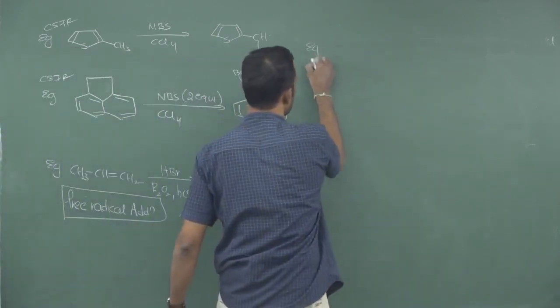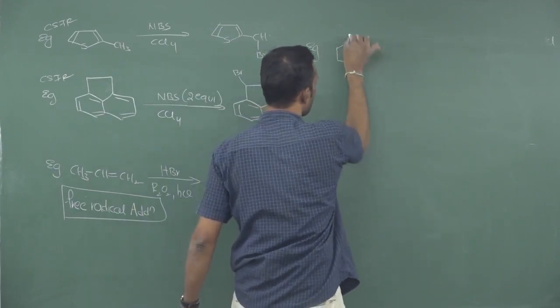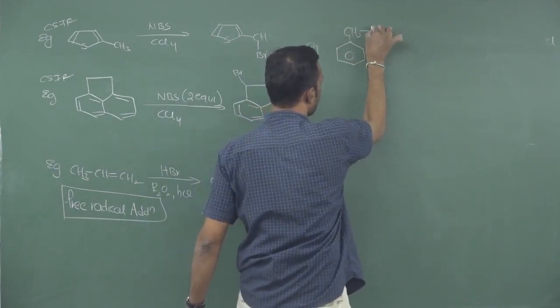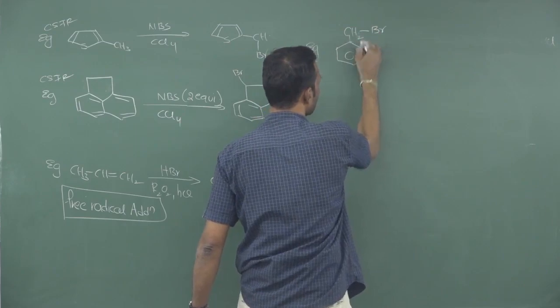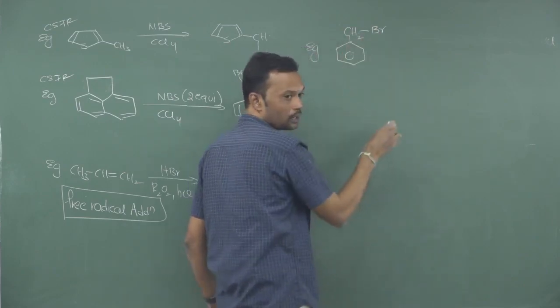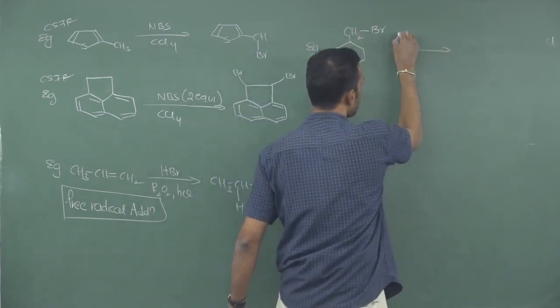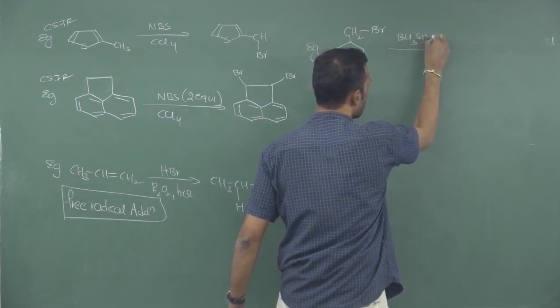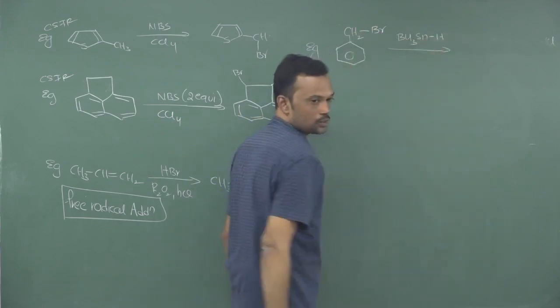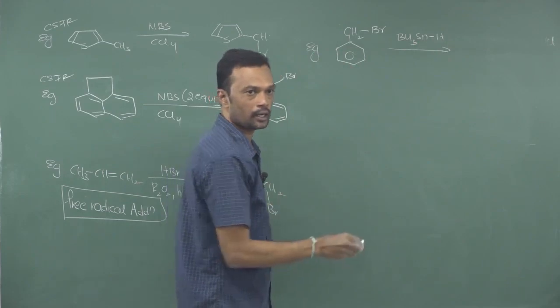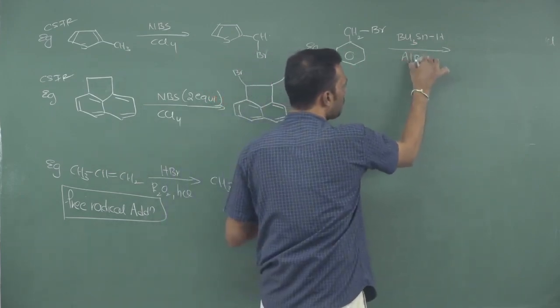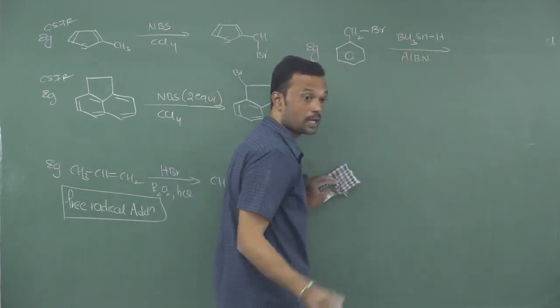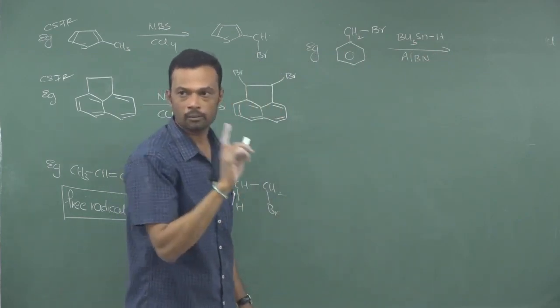So just listen. Here I am using a benzyl halide. Benzene attaches to CH2, and now CH2 carries a halogen. This halogen reacts with tributyl tin hydride, called TBTH, in the presence of AIBN, a radical initiator. It means the reaction proceeds with a radical mechanism.